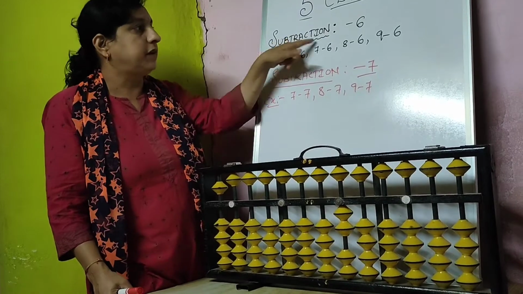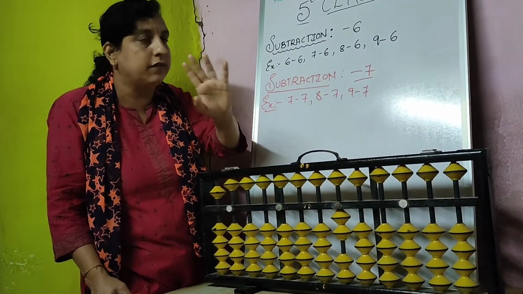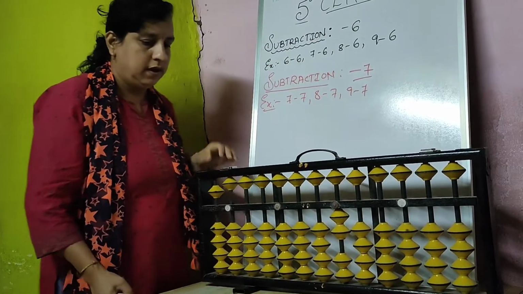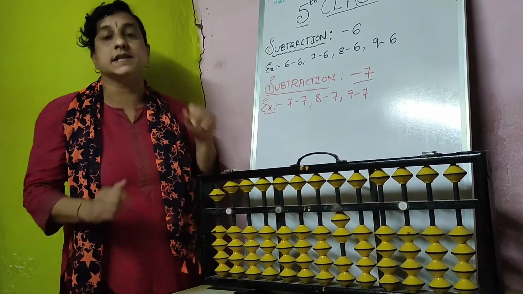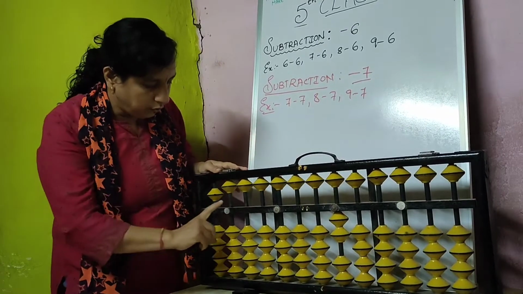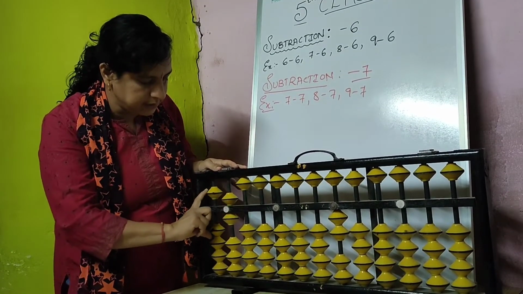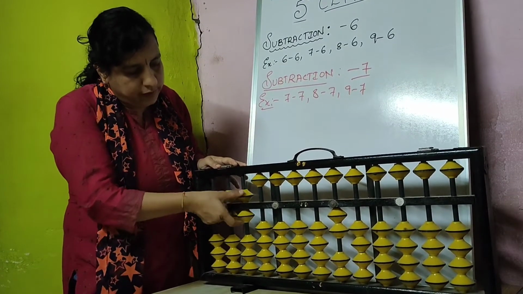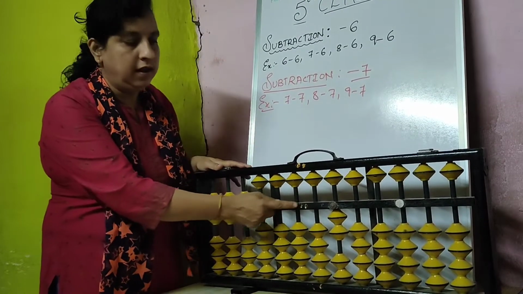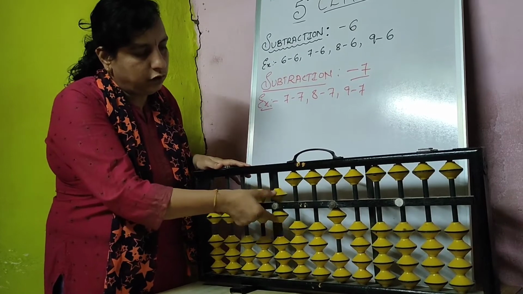First concentrate on subtraction of -6. Okay, first we'll learn this. So first clean the abacus. So -6. How to do -6? You know how to do +6. +6 means both the finger bringing this two beads in the center, means touching this divider like this. Like this you are doing 6, isn't it?